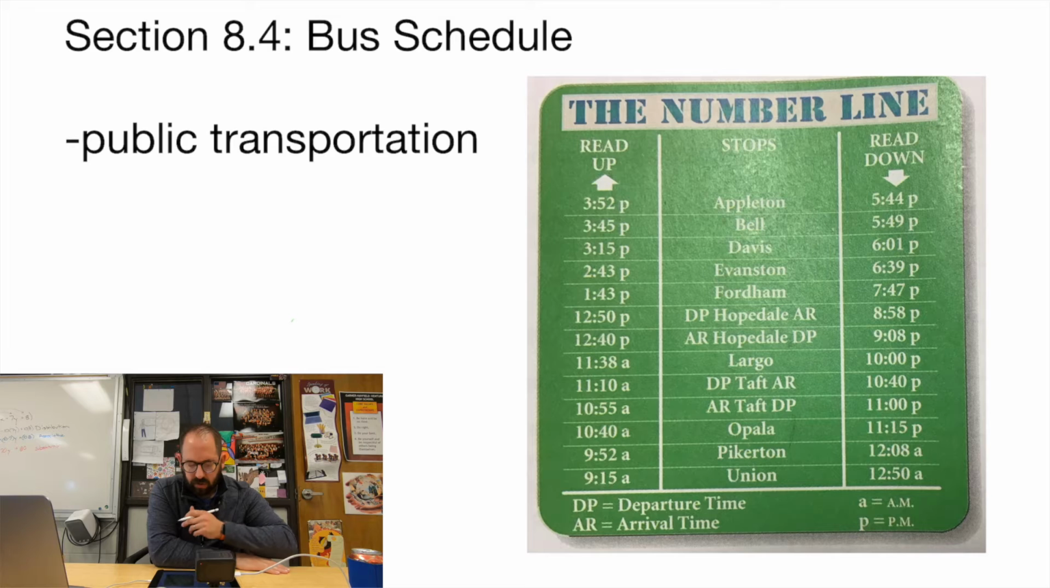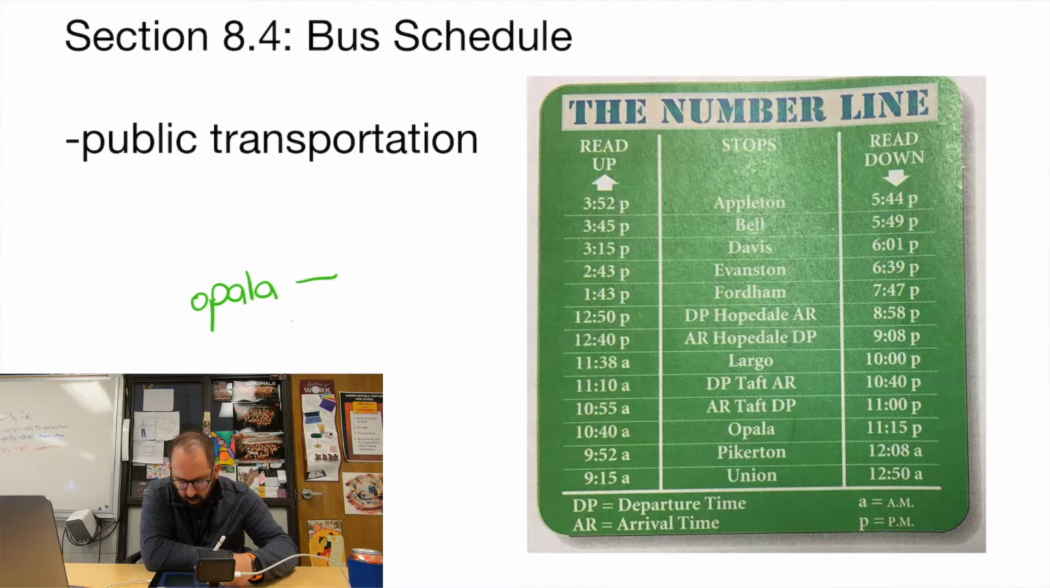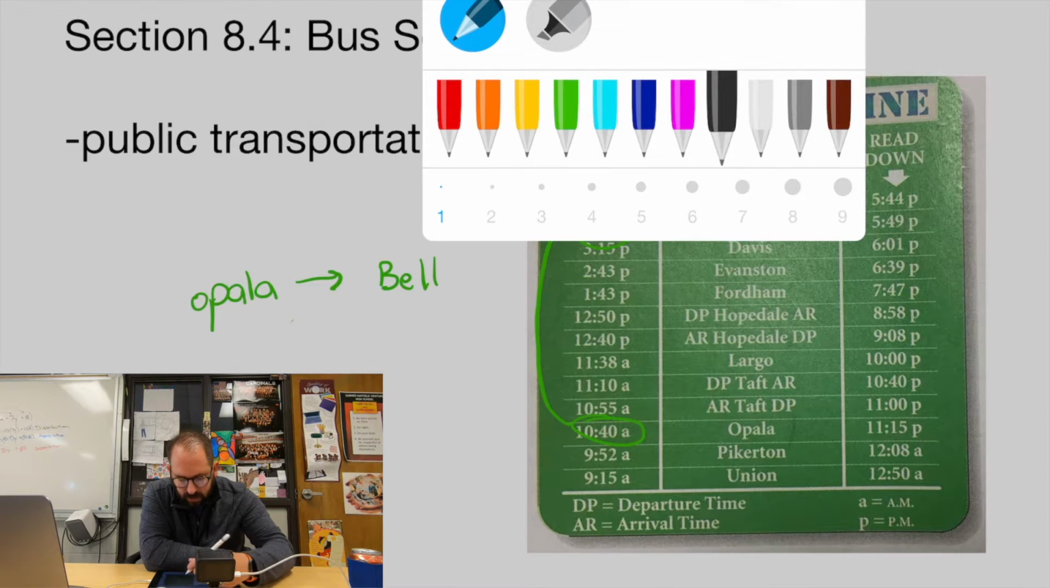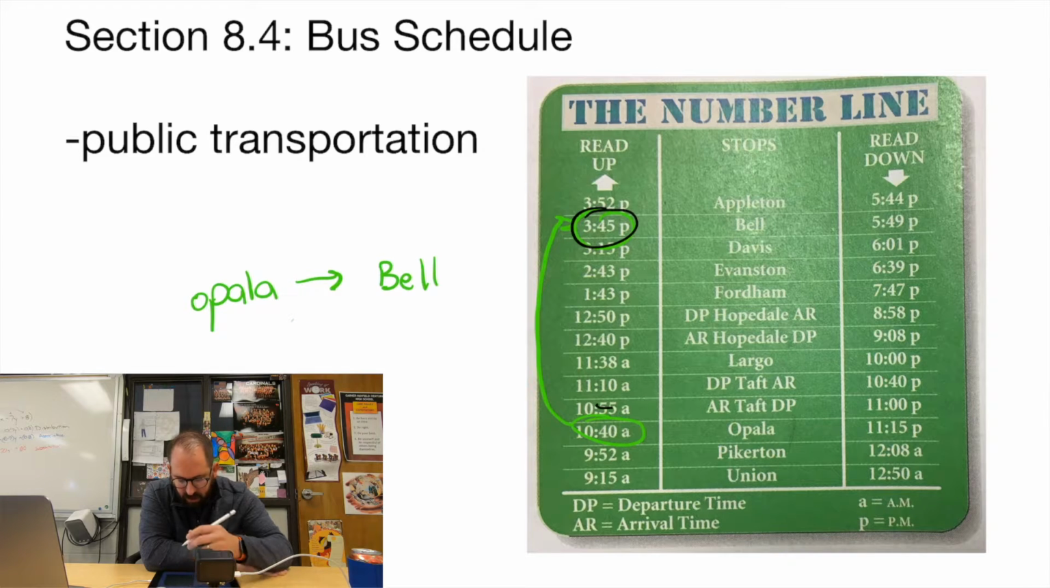So let's take a look at my screen here. The bus schedule, public transportation. Our goal today is how to read this. Wherever you're going, let's say we're starting at Opala and we're going to Bell. According to this bus schedule, if you're going from Opala to Bell, you're starting here and you're going up the list to Bell, which is right there. I probably should pick a different color. My color was terrible.